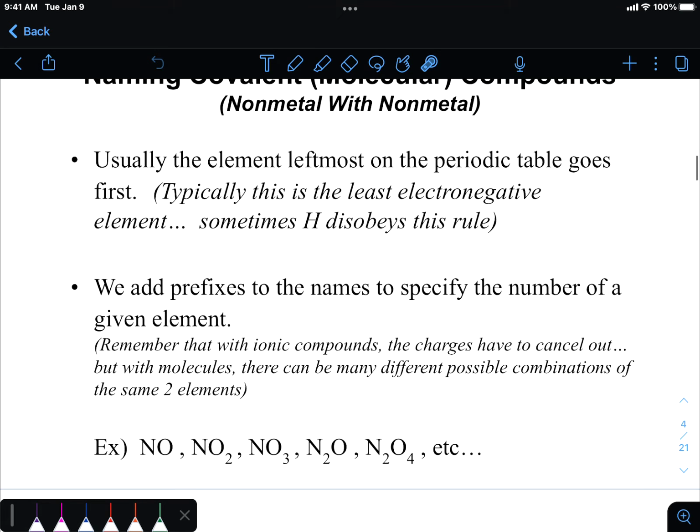So, when we see formulas, usually the element that's the leftmost on the periodic table goes first. Leftmost meaning, lowest electronegativity. Okay. H might disobey this, right? But besides H, the least electronegative comes first in the formula.